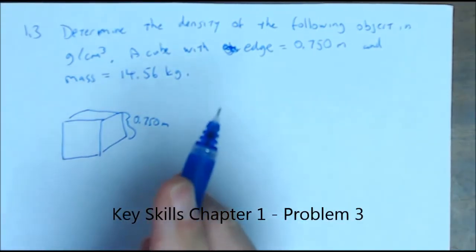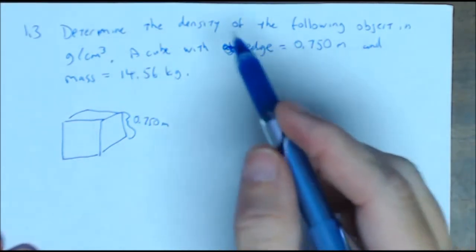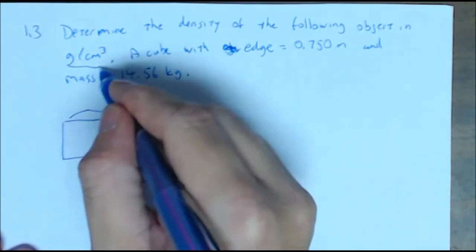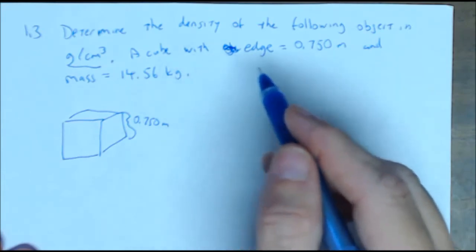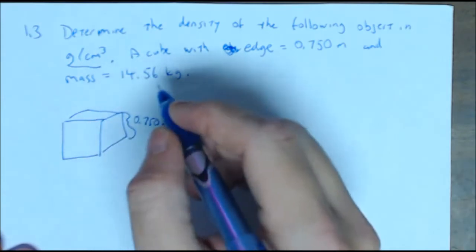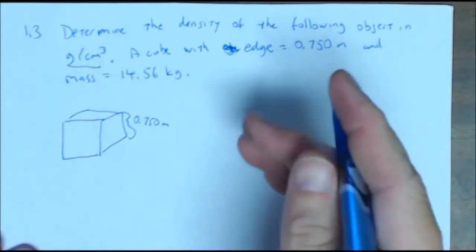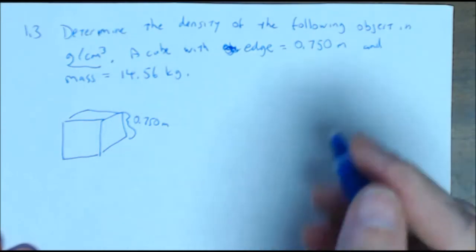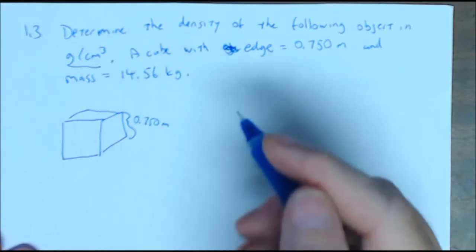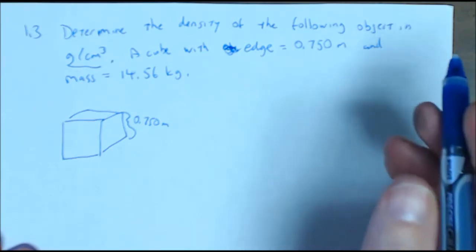Now we're moving on to problem 1.3. And here I've got a density problem. It says determine the density of the following object in grams per centimeter cubed. A cube with an edge of 0.75 meters and mass of 14.56 kilograms is what we're going to be using for this particular problem. Since I have 0.75 meters and I'm looking for grams per centimeters cubed, the trick here is to recognize the fact that I have to do a conversion between meters and centimeters.